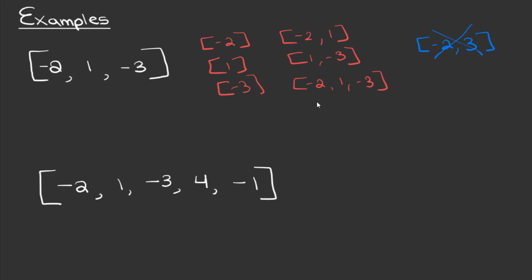Now I'll go ahead and list out all the sums for each of the subarrays. We can clearly see that the maximum subarray for this given array is the singleton element 1, so the return for this example is 1.